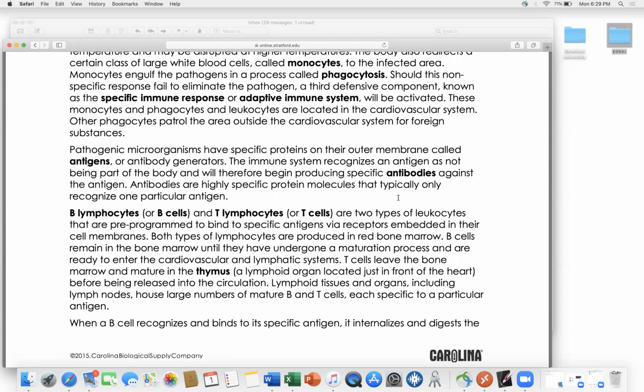An antigen is anything on the outer membrane of, if you recall, all cells have a membrane, a skin. And on that skin, how do we know that the cell is what it is? On that skin, there are specific proteins. And those proteins are called antigens.